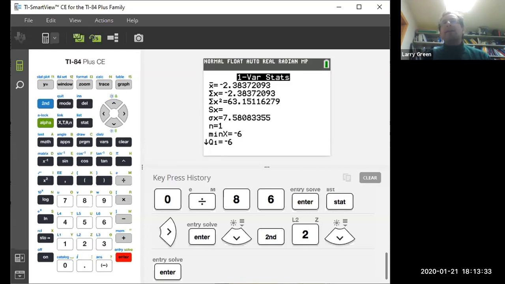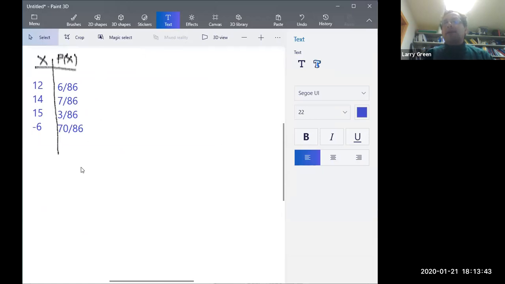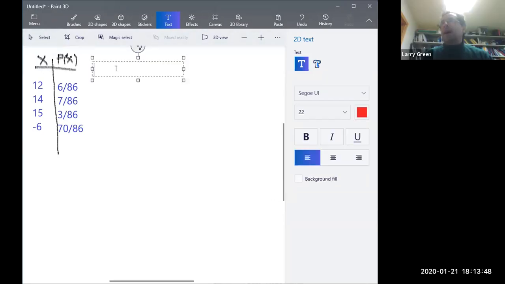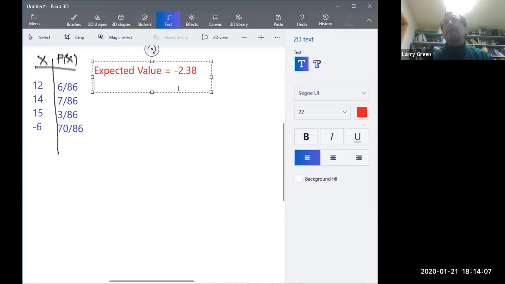All right, so now I'm going to reshare. And let's go back. All right, so first write down expected value is equal to negative 2.38. So what do you think? Do you want to be the player or the casino?